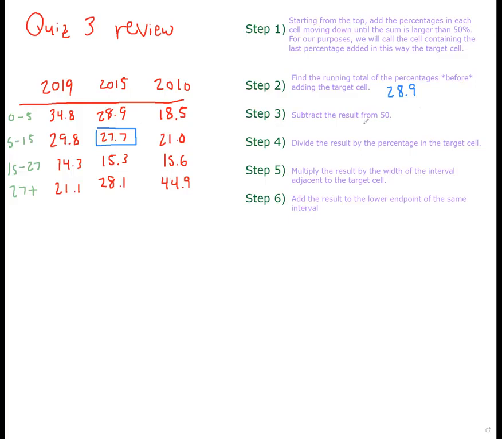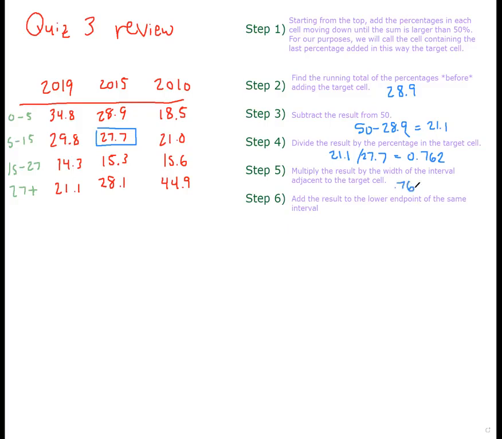Subtract that result from 50. 50 minus 28.9 is 21.1. Divide the result by the percentage in the target cell. So I'm going to take that 21.1 and divide by 27.7. 21.1 divided by 27.7. That gives me 0.762.